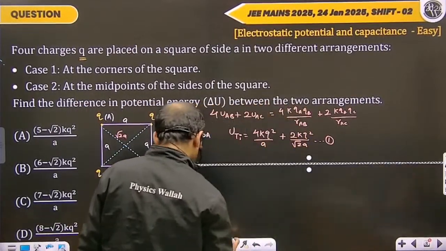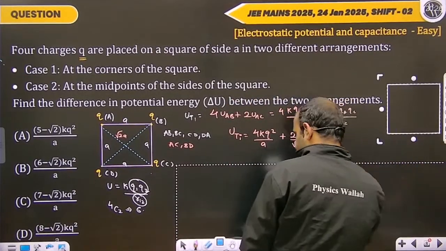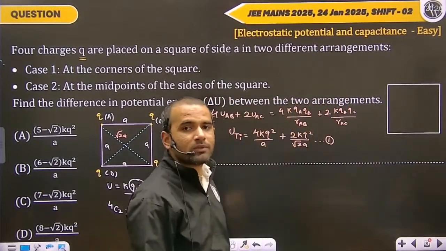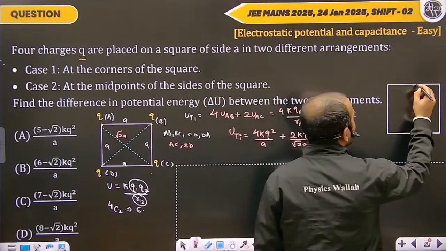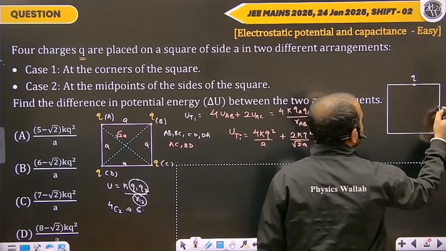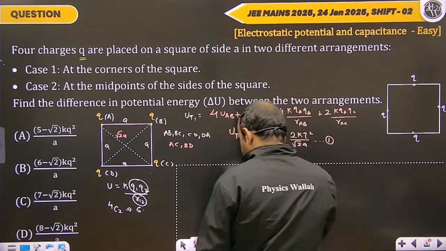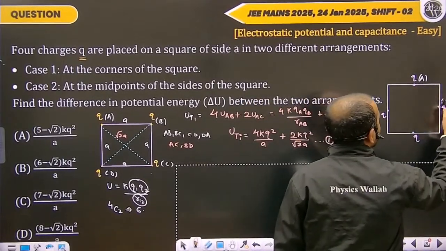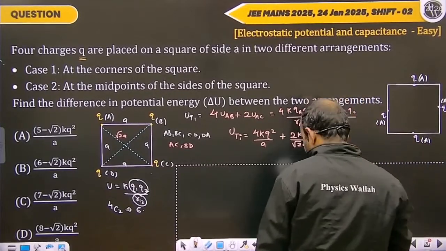Okay, so in this arrangement, we are having a square. They have not kept the charge at the corner of the square this time. They have kept the charge at the midpoint of the sides, right? So they have kept the charge here. This is Q only, this is Q only, this is Q, and this is also Q. Now let us take this as A, this as A, this also as A, this also as A. Now what will change here?